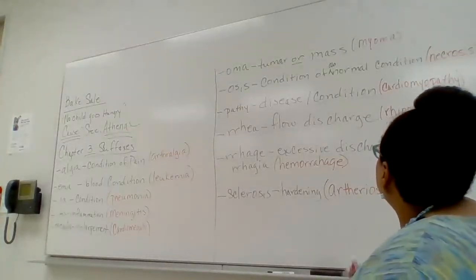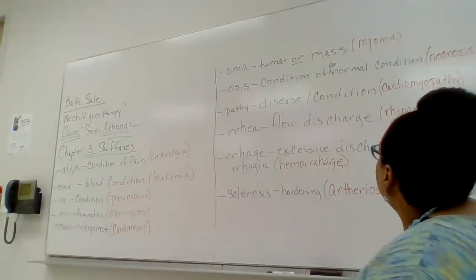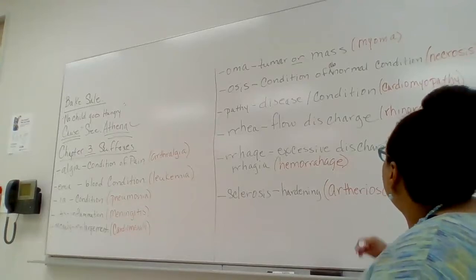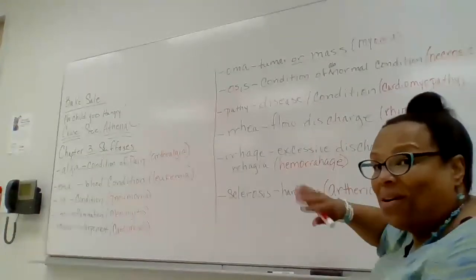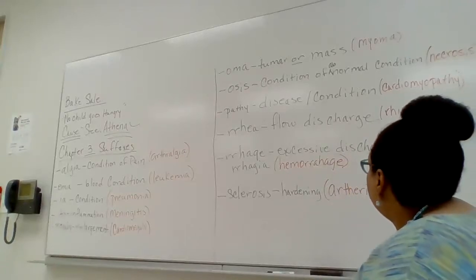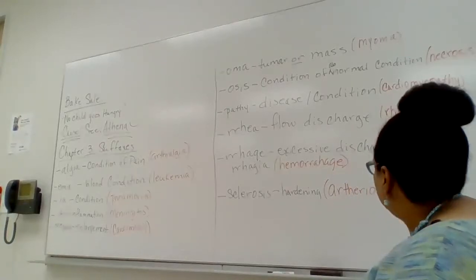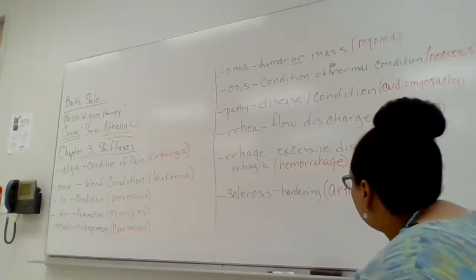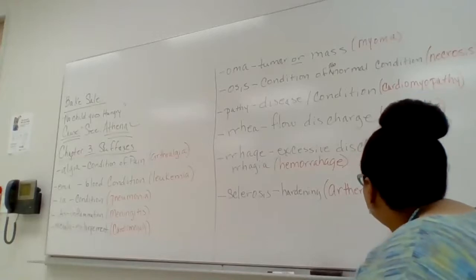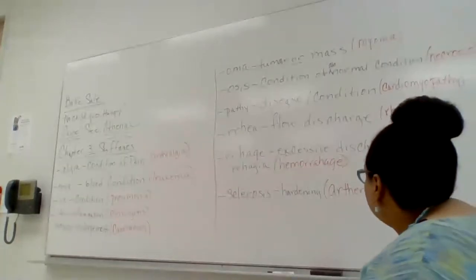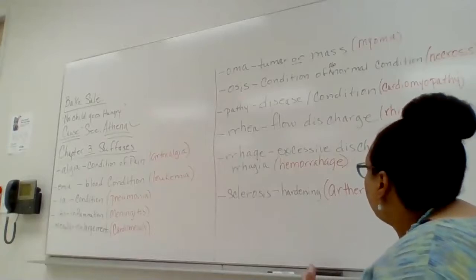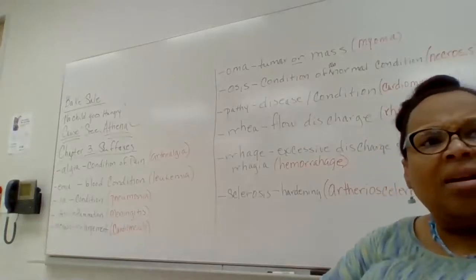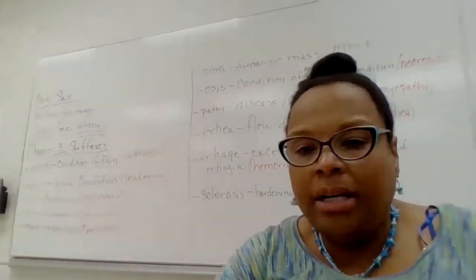cardiomyopathy, disease or condition of the heart muscle. Okay, rhinorrhea, nose or nasal flow discharge. Hemorrhage, which is excessive discharge of blood, that's causing a hemorrhage, or just hemorrhaging. And arteriosclerosis. Okay, so it's hardening of the arteries inside near the heart and the veins and all that good stuff. So you have hardening of such.